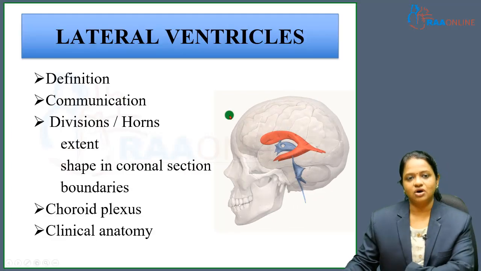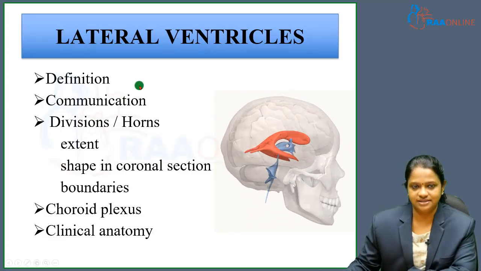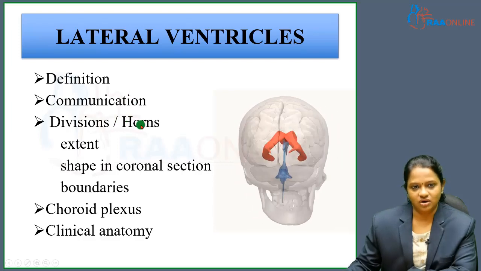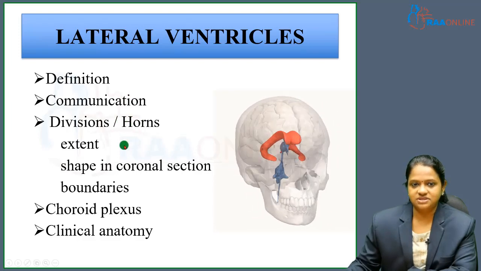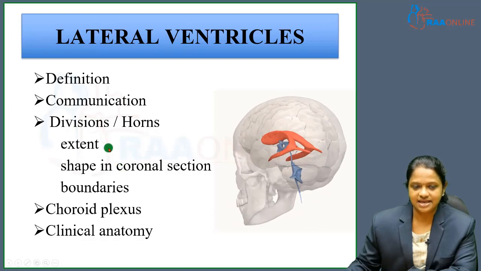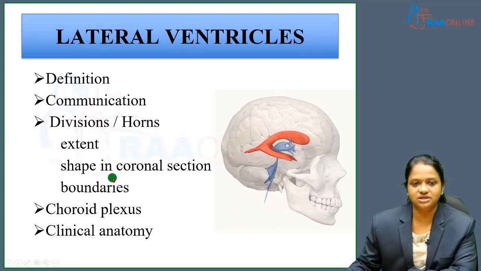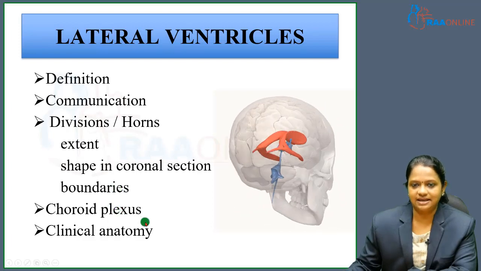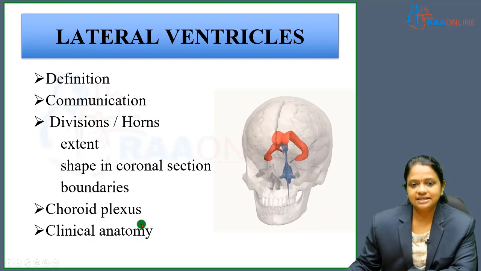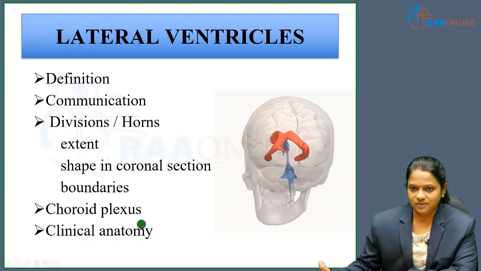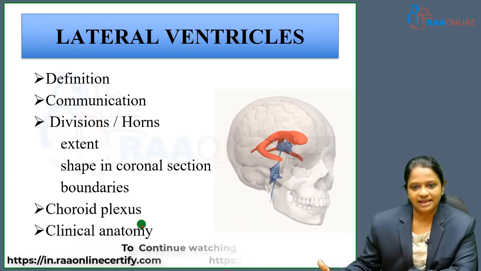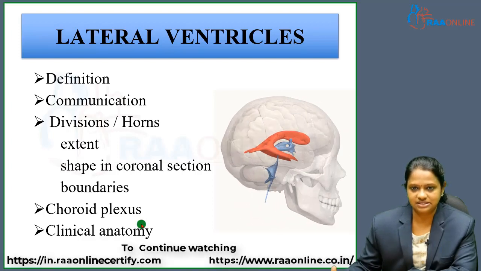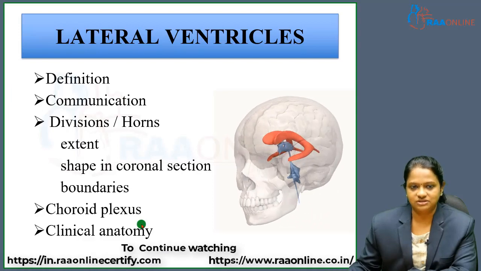Lateral ventricles are described under the following headings: definitions, communication, divisions or the horns, which again are described under the following headings: extent, shape in the coronal section and boundaries, and finally the choroid plexus and the clinical anatomy of lateral ventricles. Clinical anatomy is same for all the ventricles, the third, fourth and the lateral ventricle. So, this clinical anatomy will be dealt in detail along with the third and the fourth ventricles.